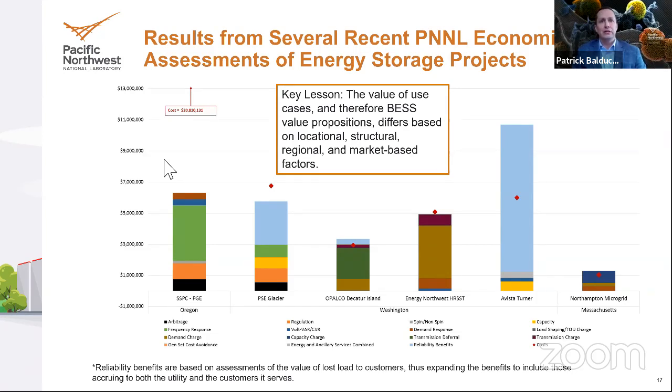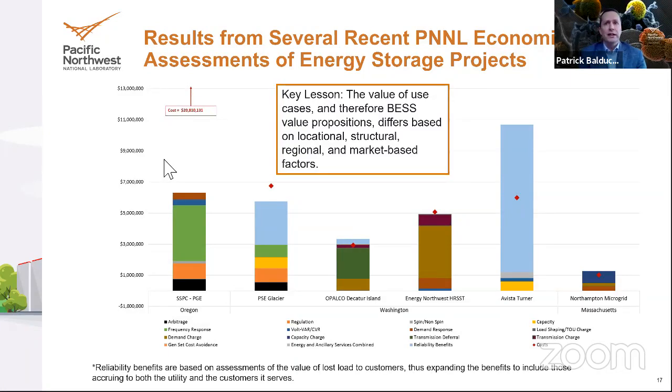PSE Glacier is being used to island a remote community near the Canadian border. And while the economic returns are still negative, you can see fairly significant benefits. That light blue segment of the bar is showing the benefits to the local community. Opalco Decatur Island was very interesting because we built an electrothermal model that estimated the value of using the energy storage system to reduce voltage and stress placed on the submarine transmission cable, and how that translated into an extension of its economic life.